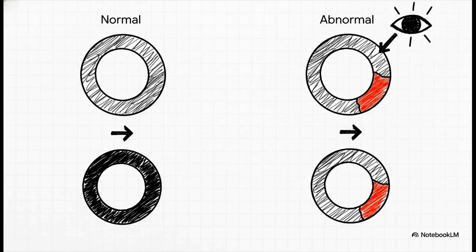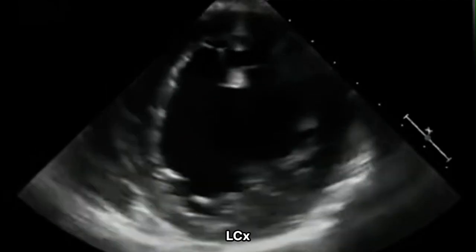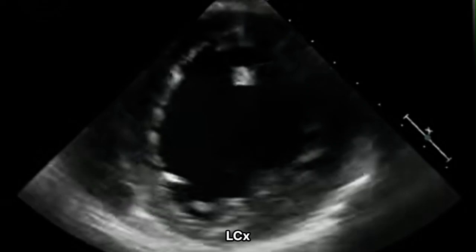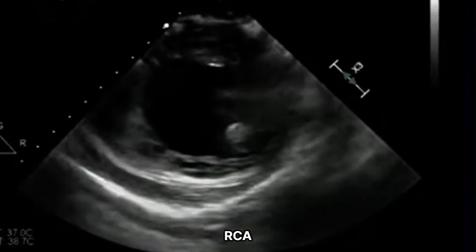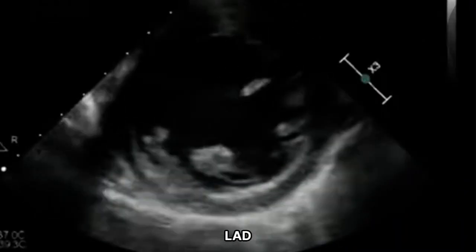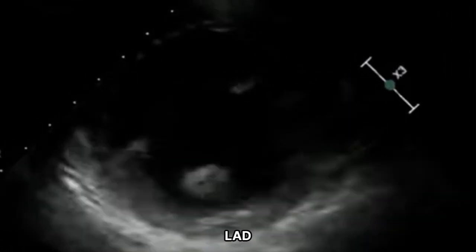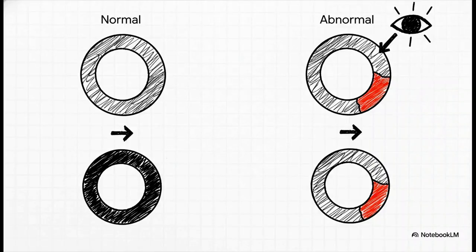The most basic technique, and something every single person using TEE has to master, is the direct visual assessment, what we call eyeballing, of regional wall motion. We systematically look at all the different segments of the heart muscle from multiple camera angles, and we ask two simple questions. Is the wall moving inward toward the center like it should? And is it thickening during systole like it should? A new abnormality in any region is a huge flashing red light for acute ischemia.